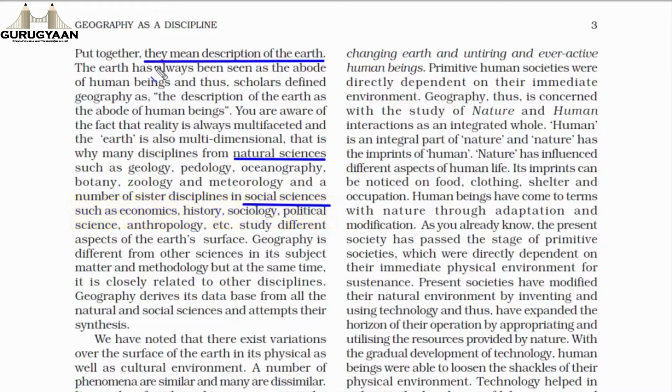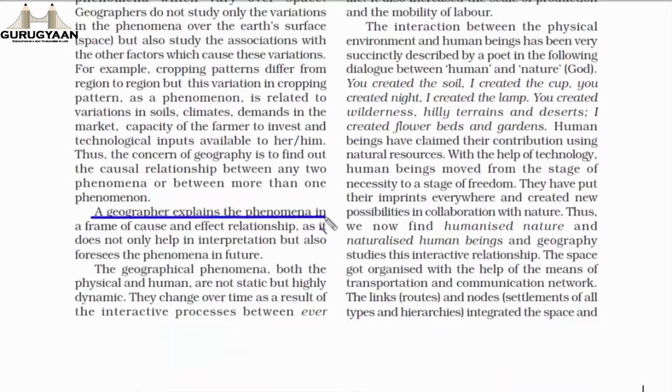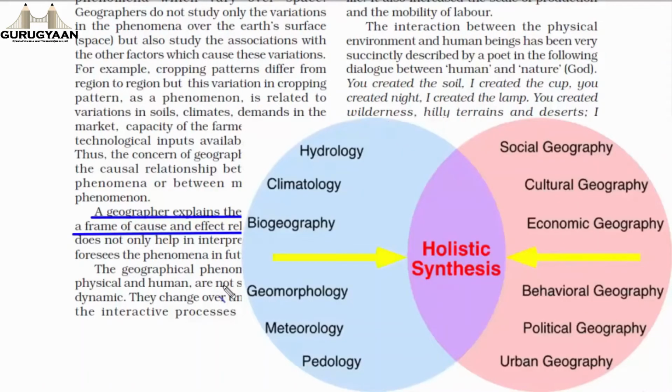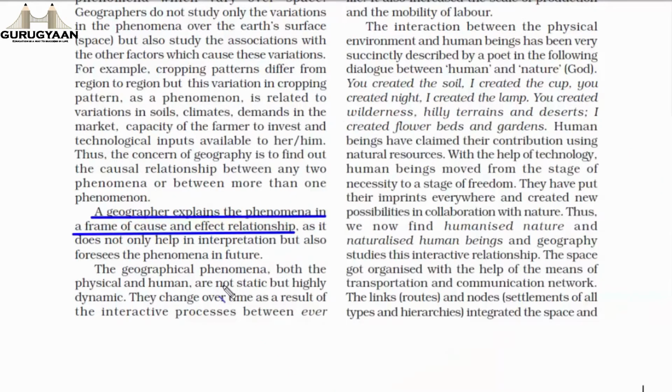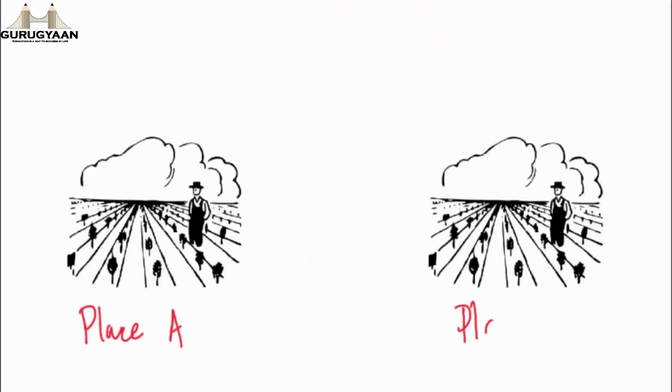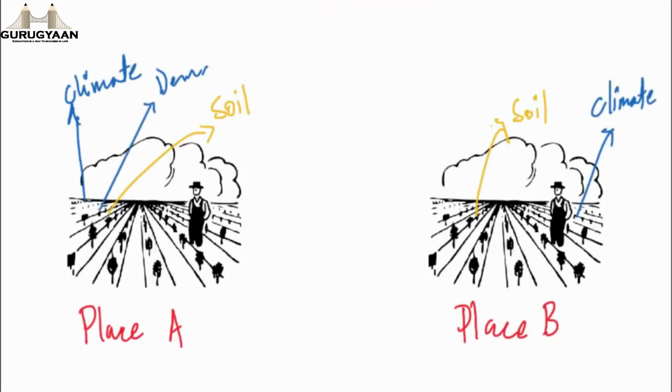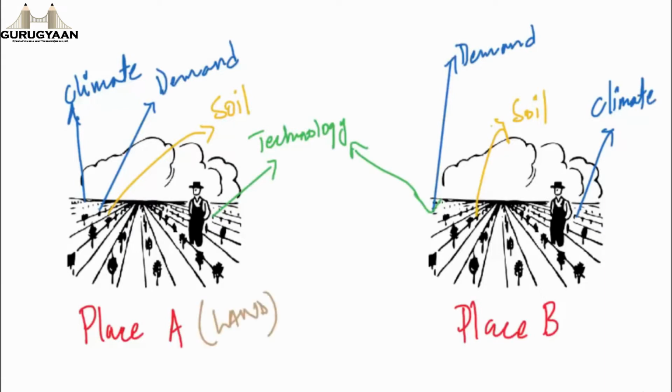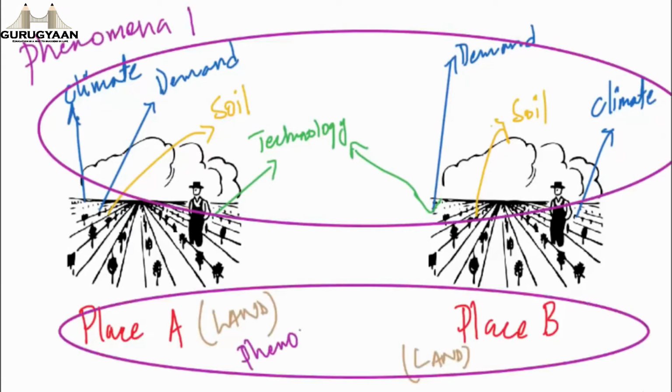These disciplines all study different aspects of the earth. Now one of the important works of a geographer is not just to study the variation in the physical features of the earth, but also to understand the association with other factors, like what causes these variations. For example, cropping patterns differ from region to region, but we also know it is closely related to factors like soil, climate, demands in the market, investment, and technological availability. So you see the correlation between two phenomena.